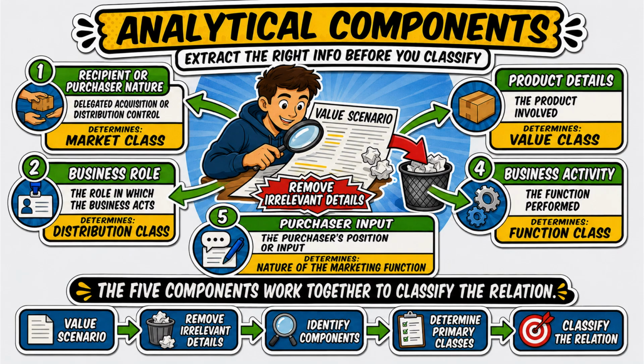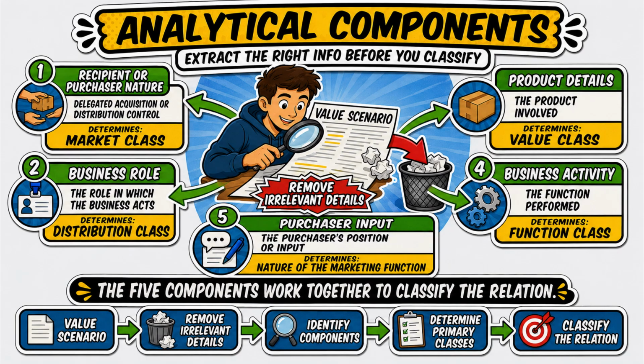Before you classify a relation, you need to know which details in the value scenario actually matter. Start by reading the complete scenario and removing any irrelevant details. You are looking for 5 analytical components. Each component provides the info needed to determine the particular primary class.